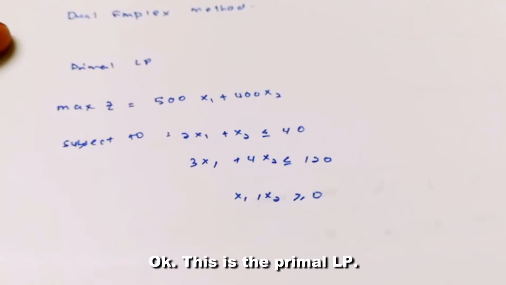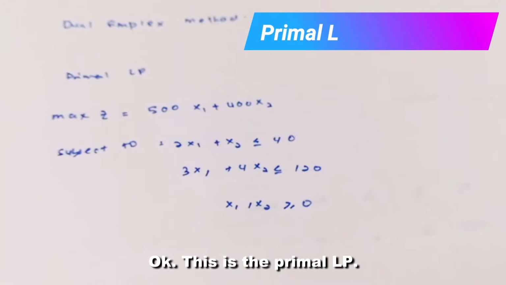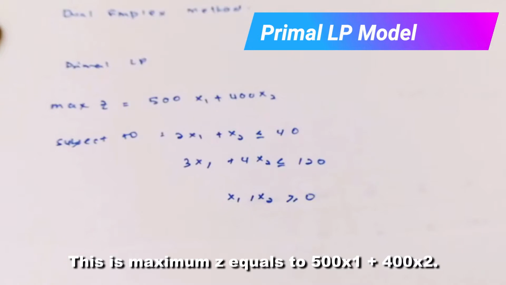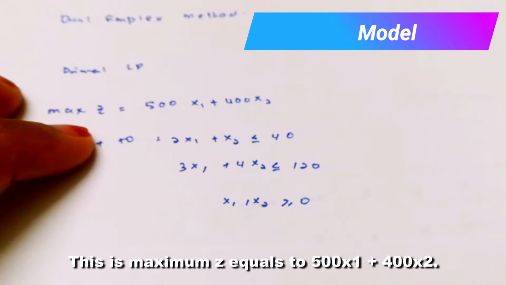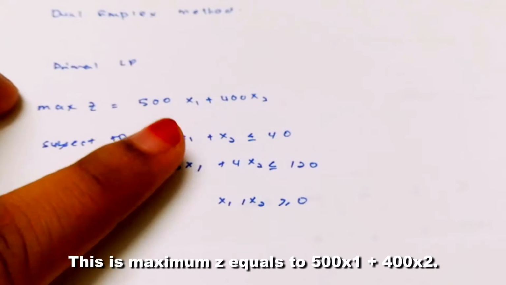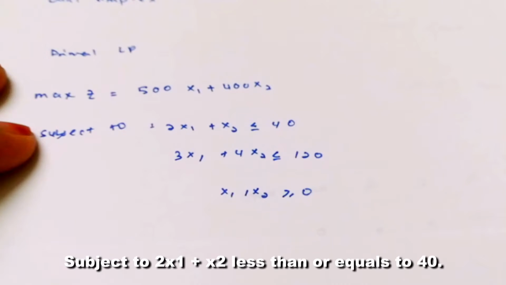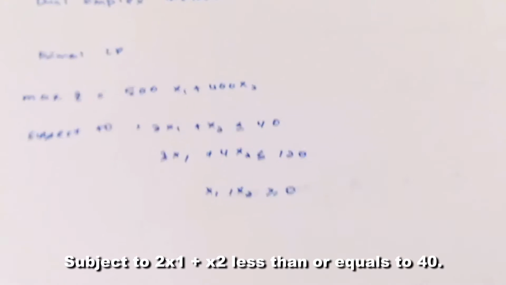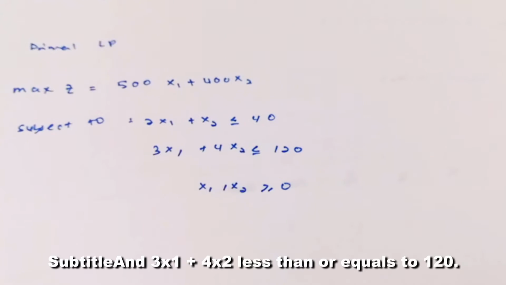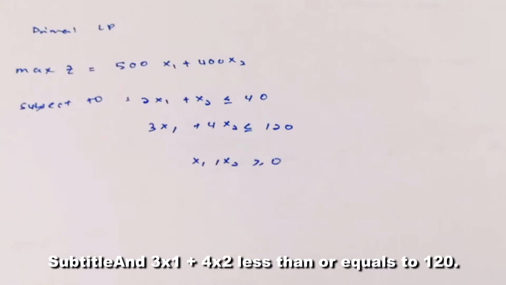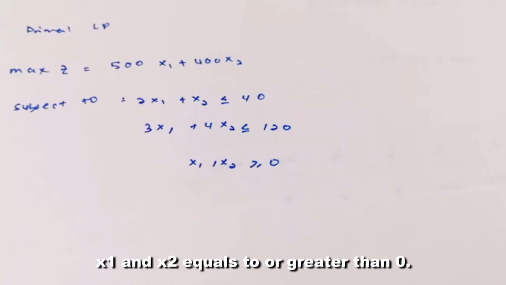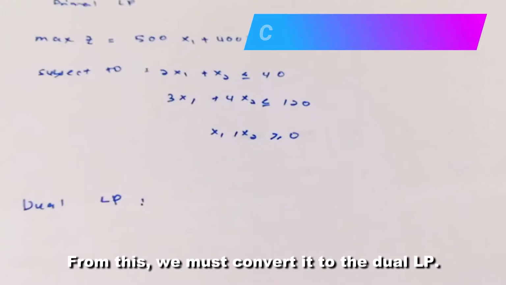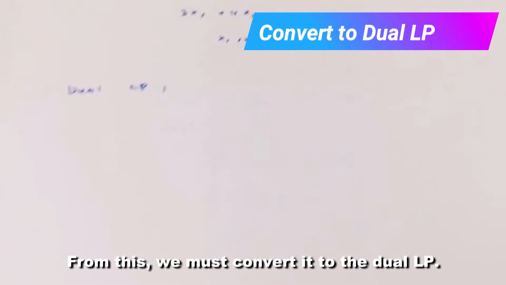Okay, this is the primal LP. This is maximum Z equal to 500x1 plus 400x2 subject to 2x1 plus x2 less than or equal to 40 and 3x1 plus 4x2 less than or equal to 120. x1 and x2 greater than 0. Okay, from this we convert it to the dual LP.